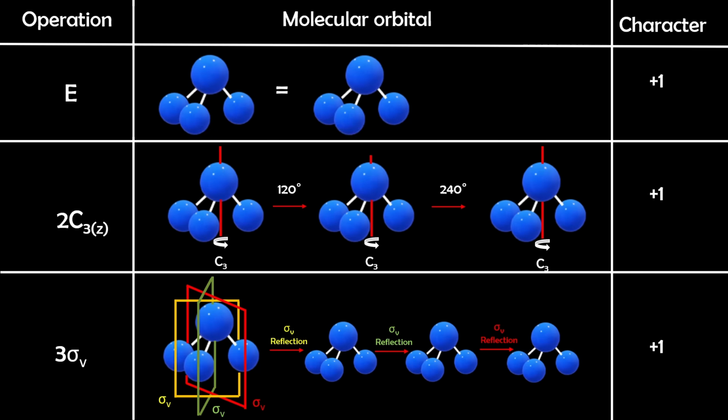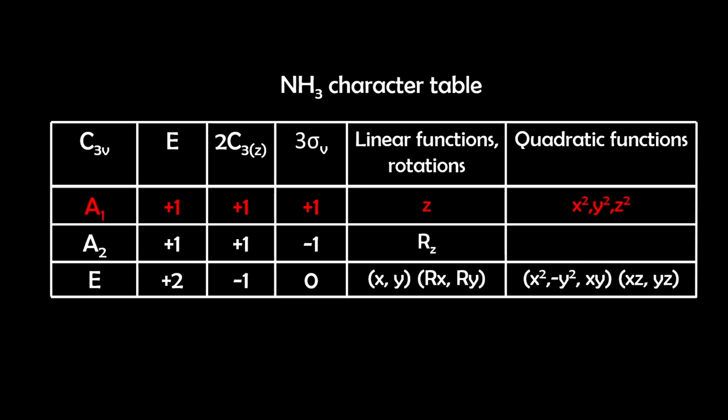For both the C3 rotations, so 120 degrees and 240 degrees about the z-axis, the orbital also remains unchanged. So again, we have +1. And under each of the 3 sigma v reflections, there's no change in phase or shape. So once again, we have +1. Adding up that pattern, we have +1, +1, +1, and that matches A1.